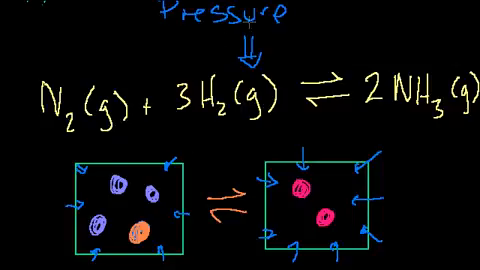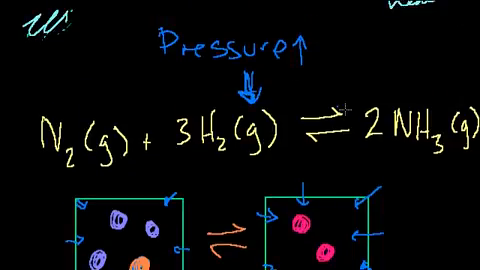So if you apply pressure to the system, if pressure goes up, this doesn't mean pressure goes down. This means pressure is being applied to the system, and the pressure is going up. What side of the reaction is going to be favored? The reaction is going to favor the side that has fewer molecules. And this side has 2 molecules.